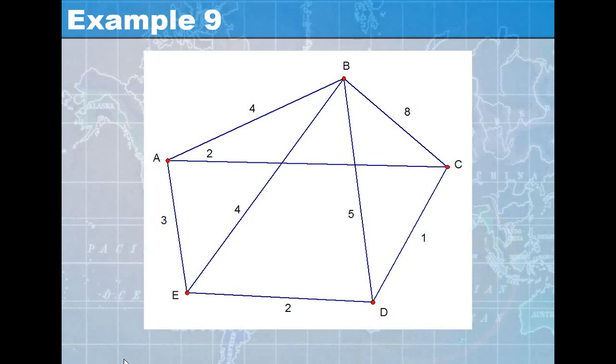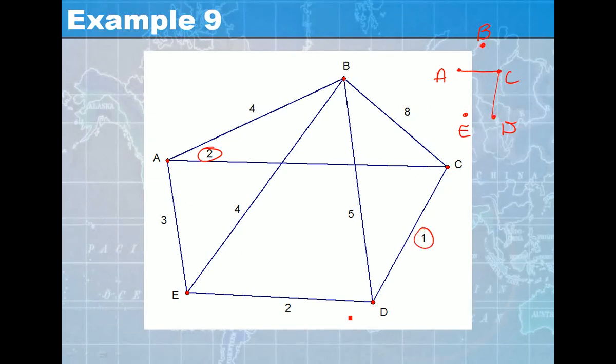So again, I'm going to start this one at A. So this is A, B, C, D, E. So if we start at A, we have 4, 2, and 3. 2 is the smallest, so we go to C. I'm at C. I could go to B for 8. I could go to D for 1, and there's no way to go to E. So the smallest is to go C to D for 1.